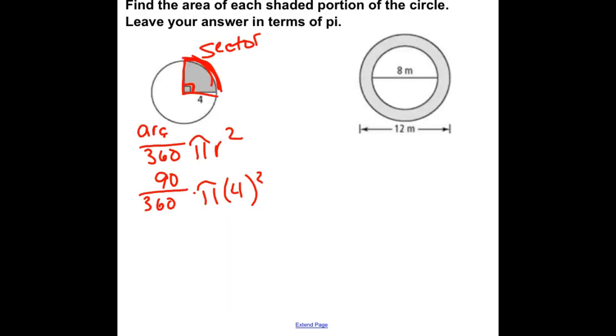It wants me to leave my answer in terms of pi again. So I'm just essentially going to take 90 divided by 360 times 4 squared and tack a pi onto it. So I can type all that into my calculator at once. I go 90 divided by 360 times 4 squared, and I get 4 pi. It is an area. There isn't a label here, so I give it units squared.